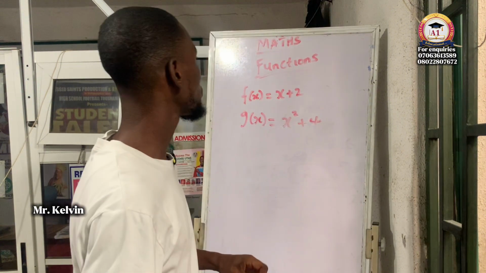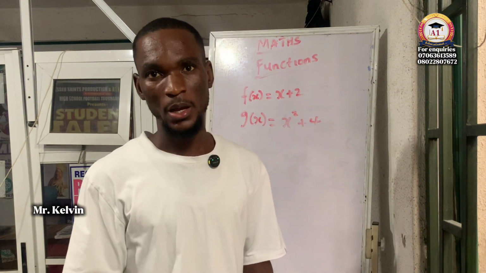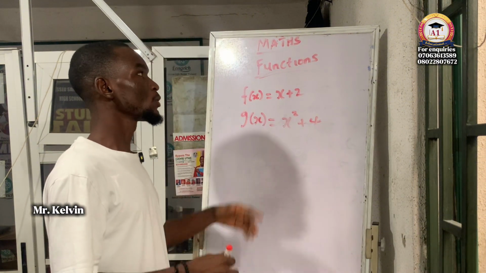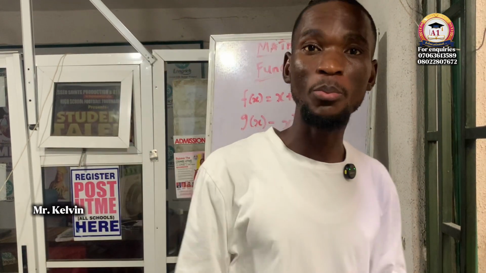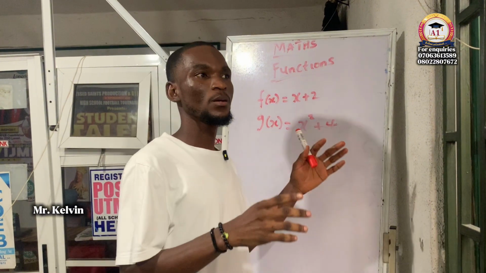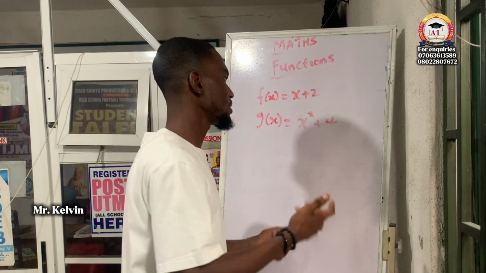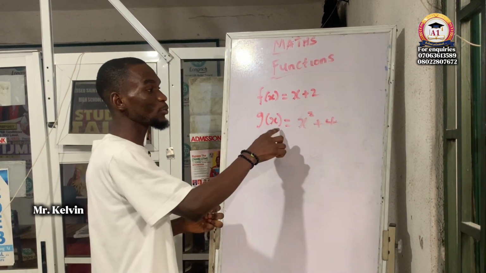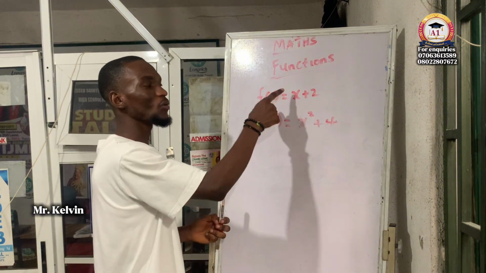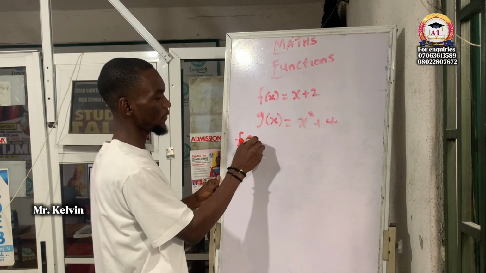So now we'll quickly look into composition of functions. What are composition of functions? Composition of functions are just the combination of two or more functions. These are two functions, so the combination of these two functions gives us what? A composition of function. When two or more functions are combined, the output of the inner function becomes the input of what? The outer function. For example, we say f of g of x.